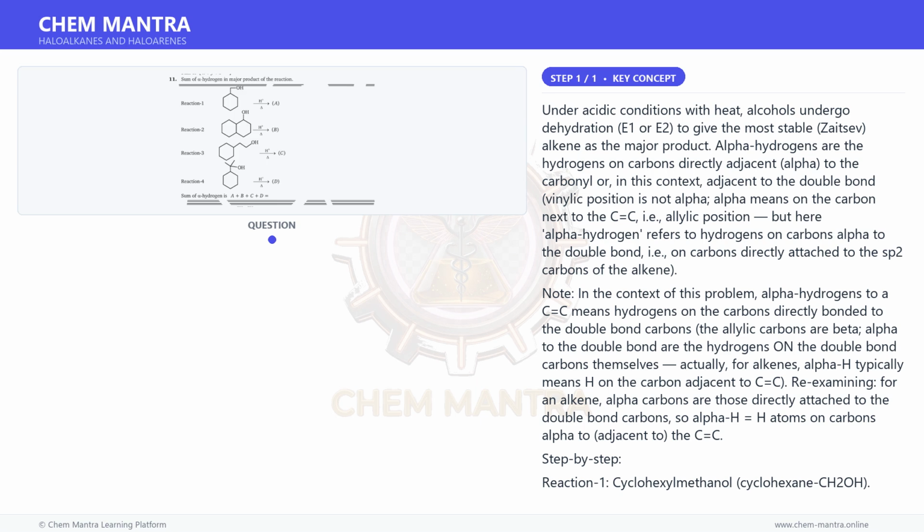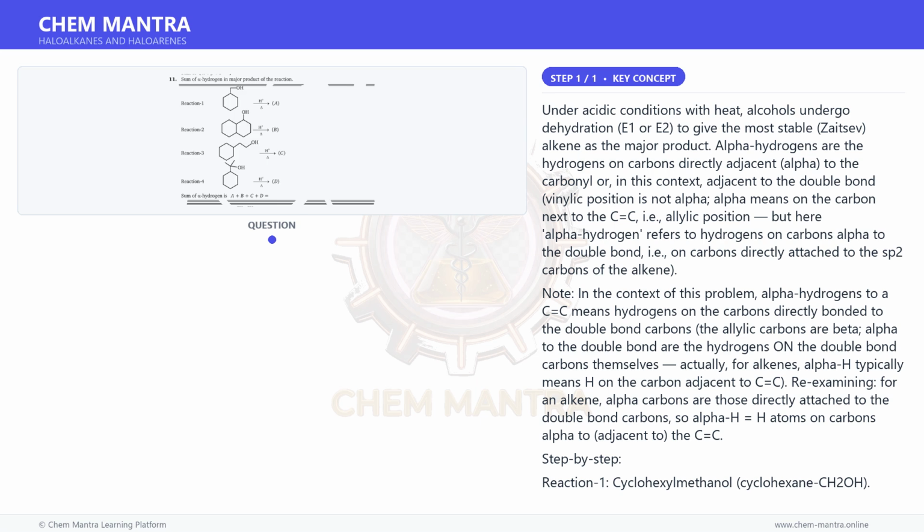If C is equal to cyclohexane ring with exocyclic is equal to CH3, ethylidenecyclohexane, allylic H is equal to ring CH2 groups adjacent to the C is equal to C, 2 H each side is equal to 4 H, plus CH3, 3 H, is equal to 7. But that's the same as A and D.